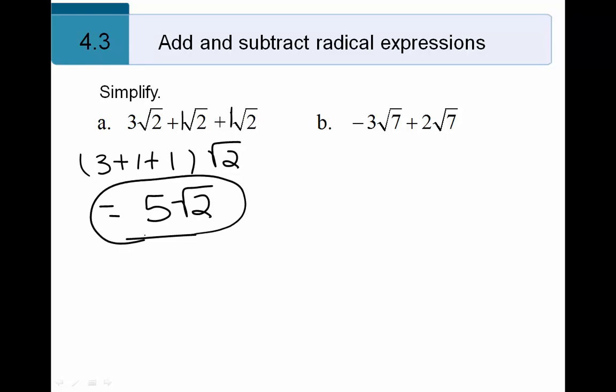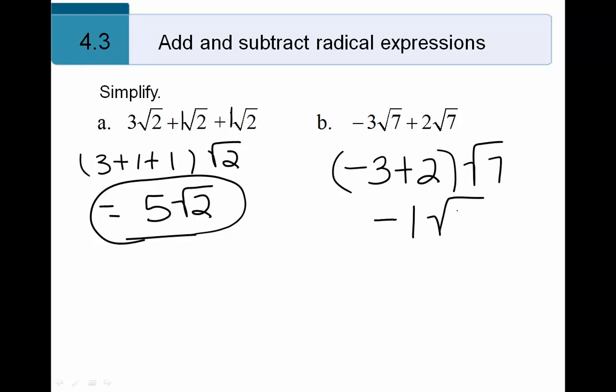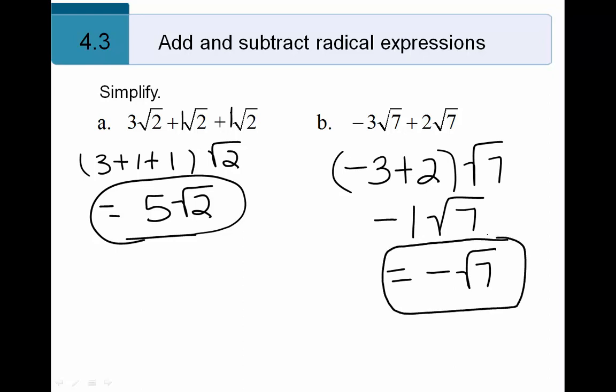Negative 3 square roots of 7 plus 2 square roots of 7. Negative 3 plus 2 square roots of 7. That's a negative 1 square root of 7. So I can just write my answer as negative square root 7. And these first ones are nice because our radicands are the same.